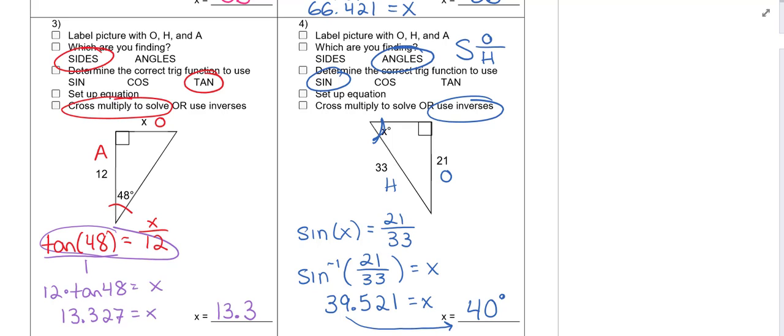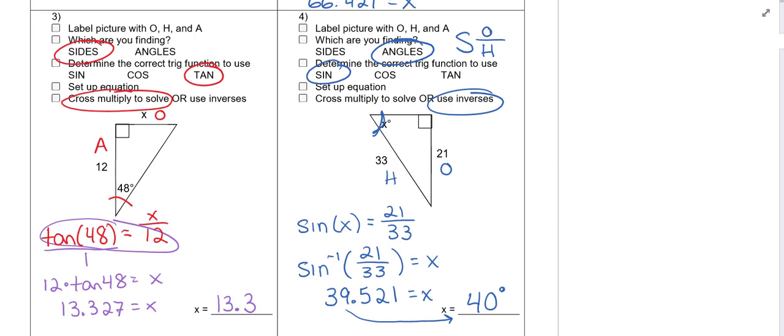Were you careful in number 3? Number 3 had you find a side, so we did not need to use the inverses. The tangent of 48, in this one we're just cross multiplying. 12 times the tangent of 48 is equal to our answer. So I rounded my side to the nearest tenth. But number 4, we had to find an angle again. So using sine, in this case, I had to use inverse sine in order to free up my x and to get my angle measure. 39.5 rounds up to 40 degrees. Make sure you check your answers and write these 2 problems down. Pause the video if you need to write them down now.